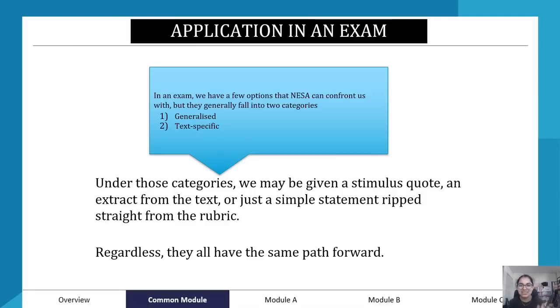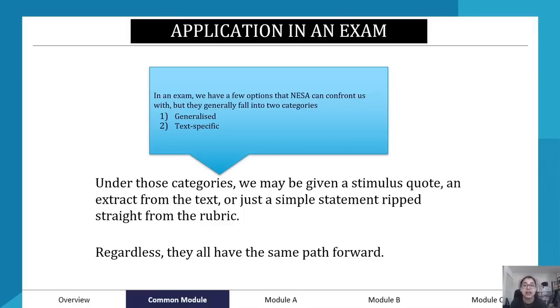So, in the exam, essentially, there are a few options that NESA can confront you with, right? And they generally fall into these two categories. They can give you a generalized question, or they can give you a text-specific question. And under these categories, you can be given a stimulus quote, you can be given an extract from the text, or you can just be given a simple statement that's ripped from the rubric. They can also do that. Just a simple statement like storytelling to reflect particular lives and cultures. To what extent does the prescribed text resonate with your understanding of storytelling as a mirror of society? So questions like that can be straight from the syllabus.